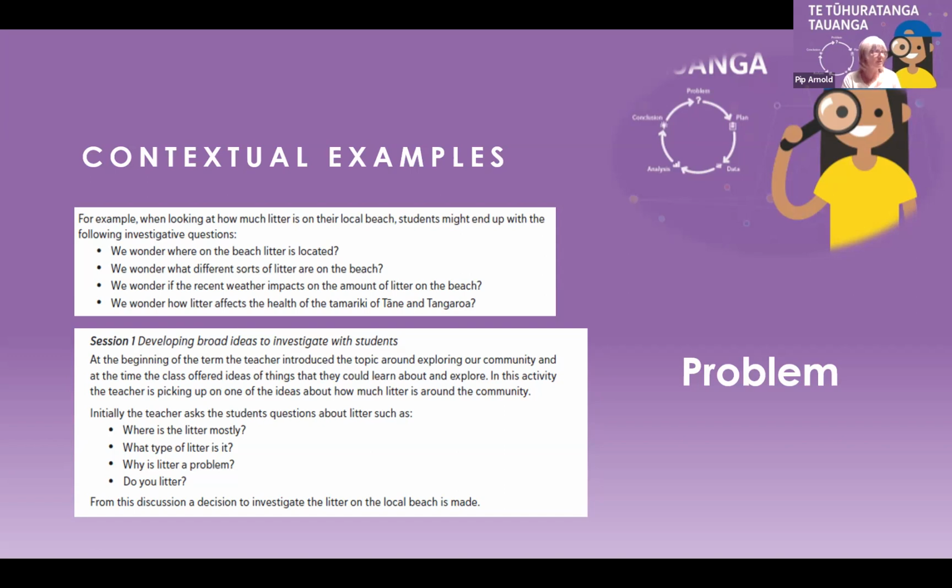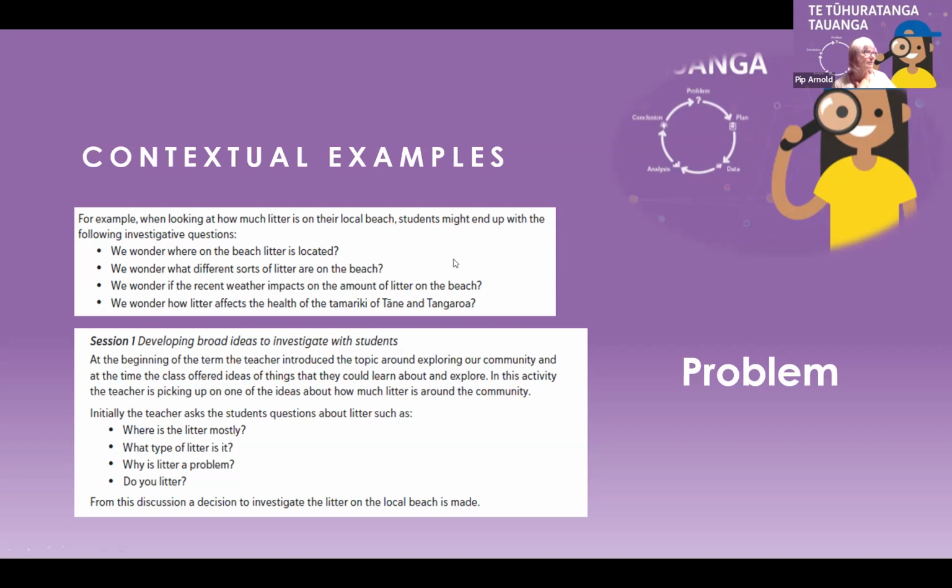But you will notice there's things like the litter at the beach, getting to know your class, using photographs, off the top of my head, Karikari College, Kolwhai Syndicate. Those sorts of ones are used throughout the book as examples. So here's an example of litter. And this is in the problem part of the book.